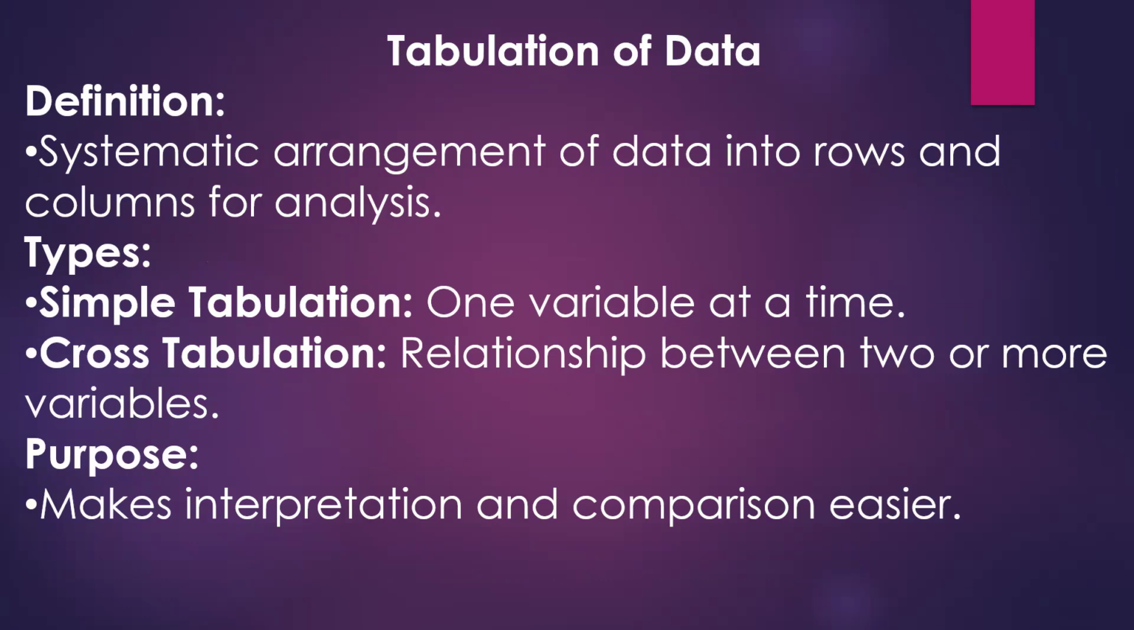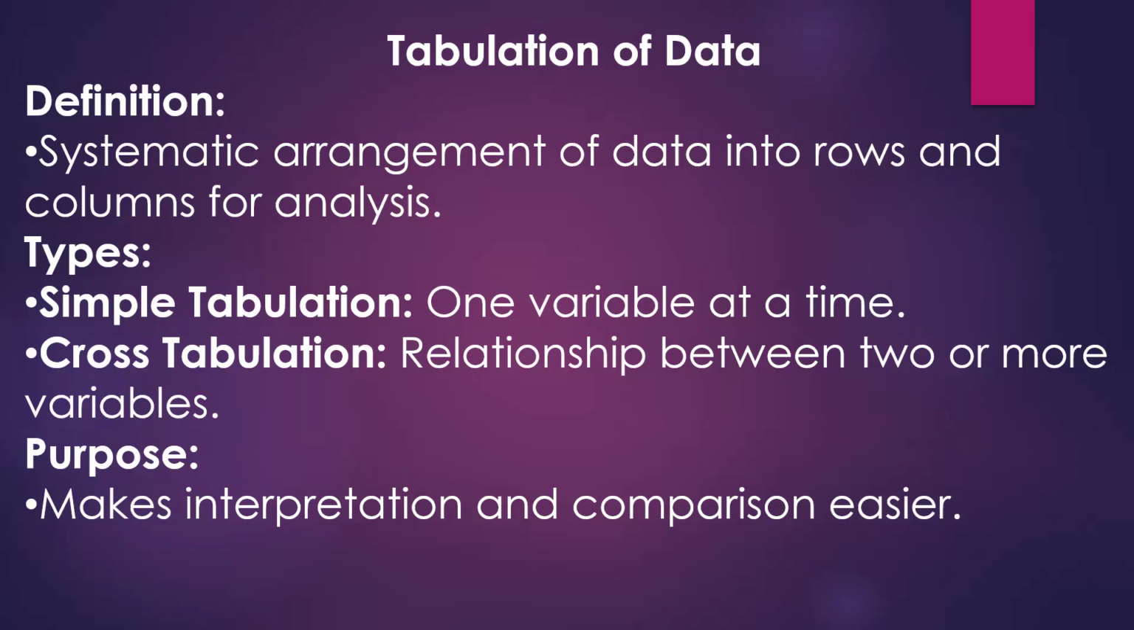Tabulation of data. Once data is coded, we tabulate it. Tabulation means organizing data into rows and columns so we can observe patterns and relationships. It is nothing but systematic arrangement of data into rows and columns for analysis. In this, we have two types of tabulation, that is simple tabulation and cross tabulation.